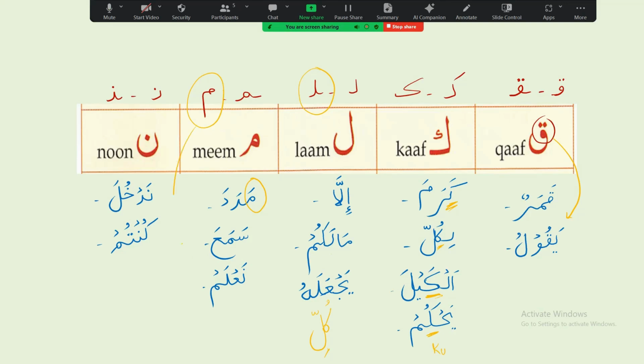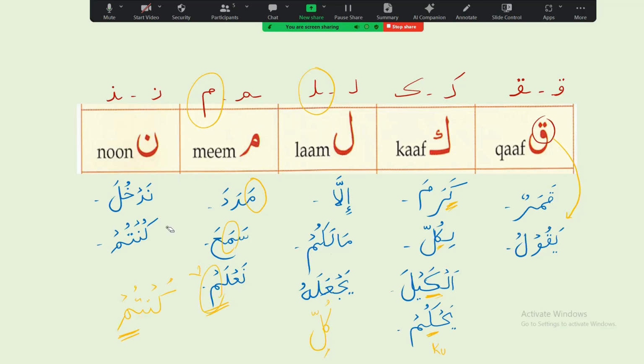Na'lam, right? Meme here is at the end. Sometimes you will find it written like this at the end as well. In this example of kuntum, meme is written like this at the end as well. Kuntum. So all of these possibilities are of the meme alphabet, how you will find it written.